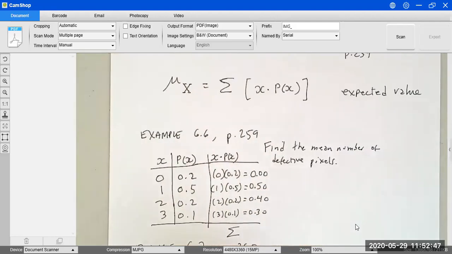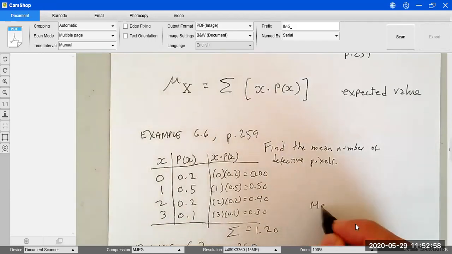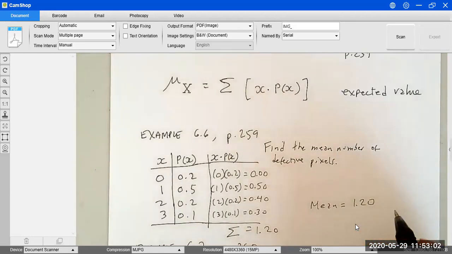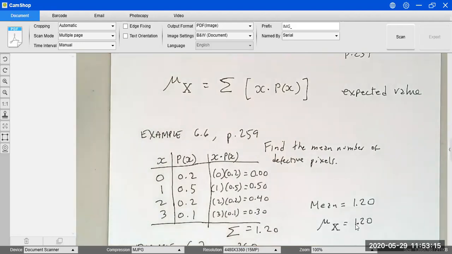For the sum of these values, you can use a calculator, or you can do it by hand too. So the sum is 1.20. So the mean is 1.20. You can write this as mu of capital X equals 1.20. So now let's solve one more problem.